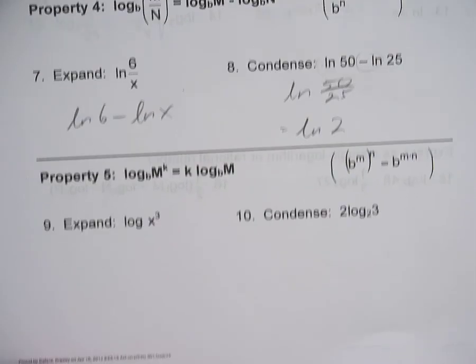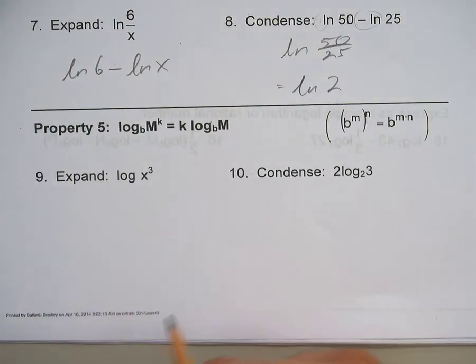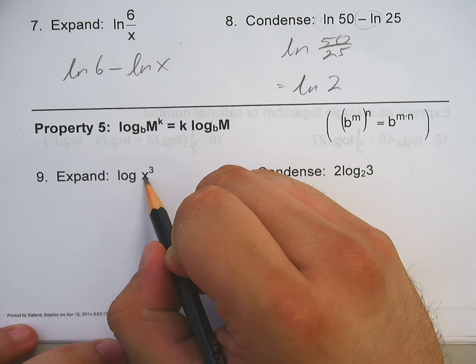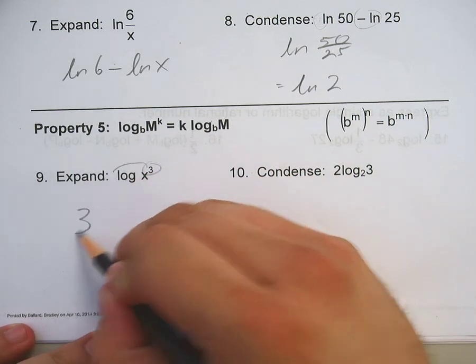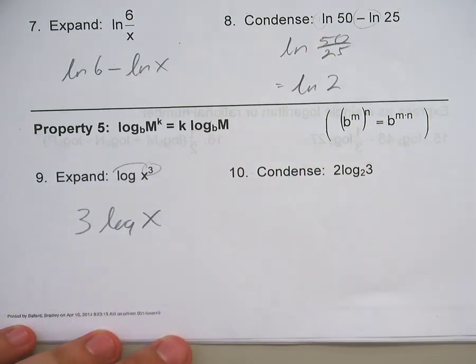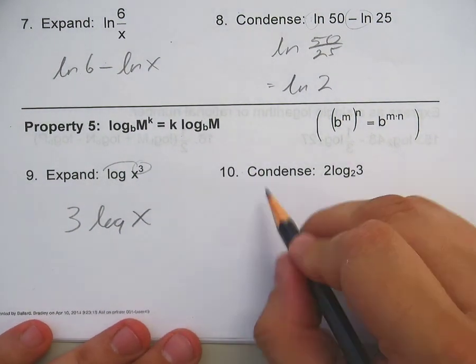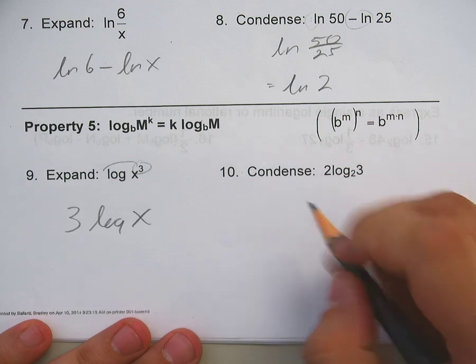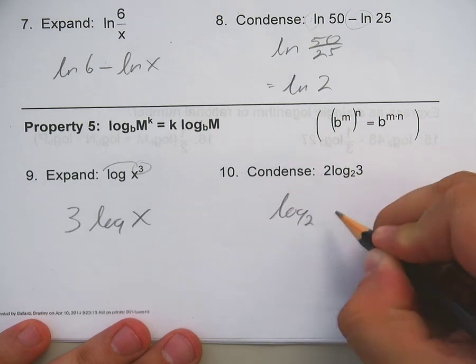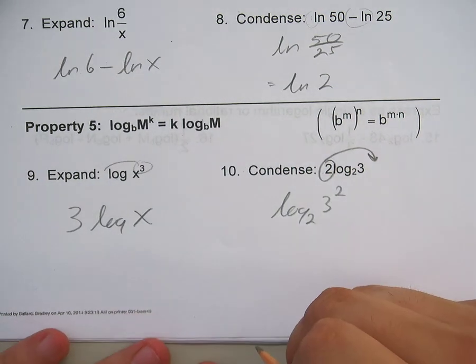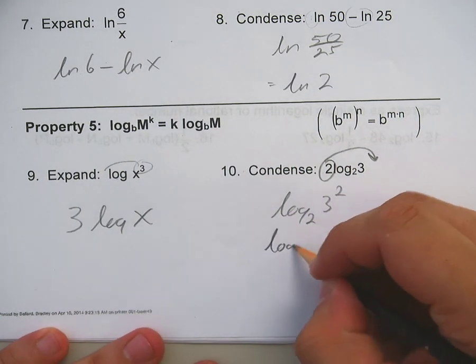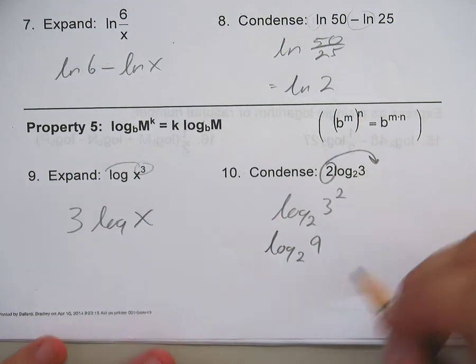And then finally here, bringing it down. And this is the one that I said we use quite a bit, even a little bit more than the rest of them, and that's the log of x cubed. We can take that exponent and drop it down and call it 3 log x. Over here, condensing it, bringing the power back up, that would be log base 2 of 3 squared. Take this guy and move him up here, which is log base 2 of 9.